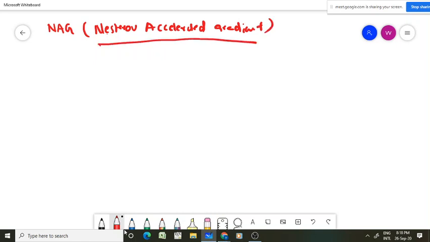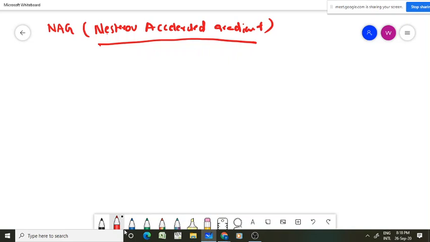Fine. Now we are going to discuss NAG, that is called Nesterov accelerated gradient descent optimization algorithm. Now we are going to discuss this one. So what is the main difference? It is a small extension of the momentum optimizer.